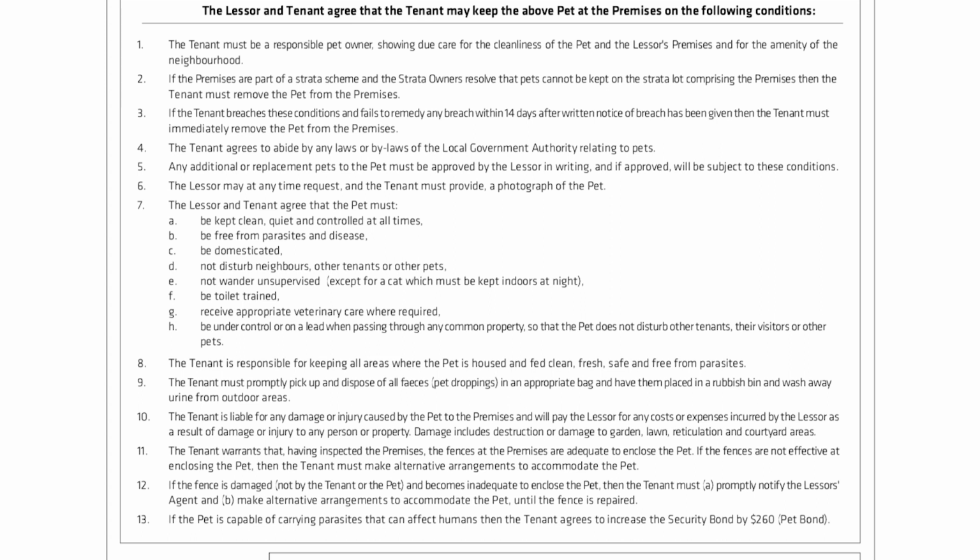The lessor and the tenant agree that the pet must be kept clean, quiet and controlled at all times, be free of parasites and disease, be domesticated, not disturb neighbours or other tenants or other pets, not wander unsupervised except for a cat, which must be kept indoors at night, be toilet trained, receive appropriate veterinary care where required, be under control or on a lead when passing through any common property so that the pet does not disturb other tenants, their visitors or other pets.